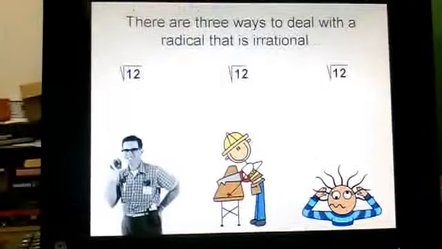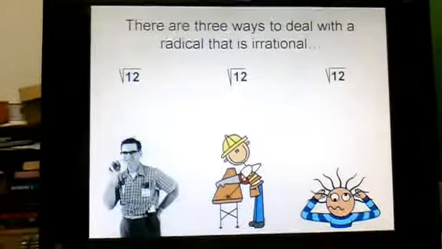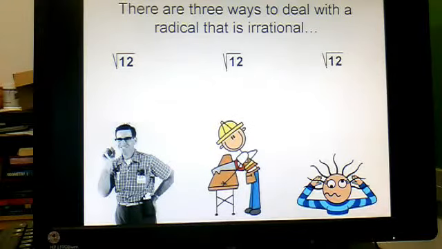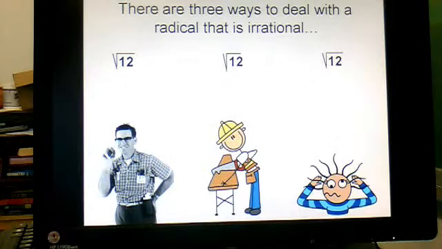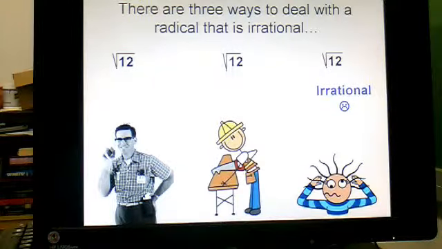Anytime you see a radical that's not simplified, there's three ways to deal with it. These are all the same number, root 12. One way to deal with it is you can just call it irrational, and then do nothing else with it. You should have learned that by now. It sort of just says it's a crazy decimal that you can't get exact.